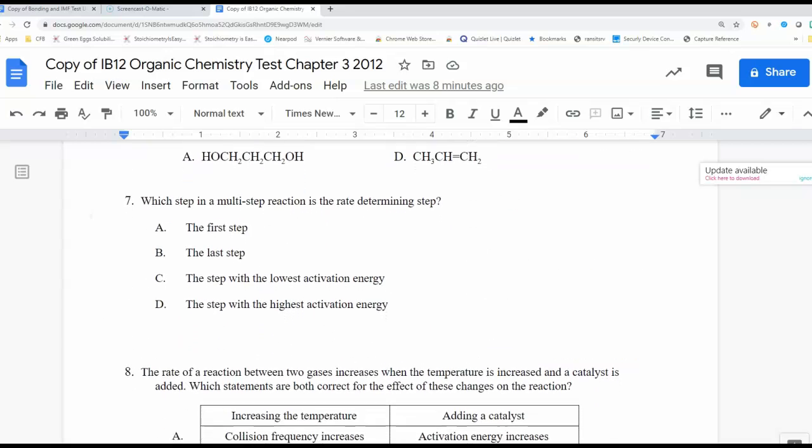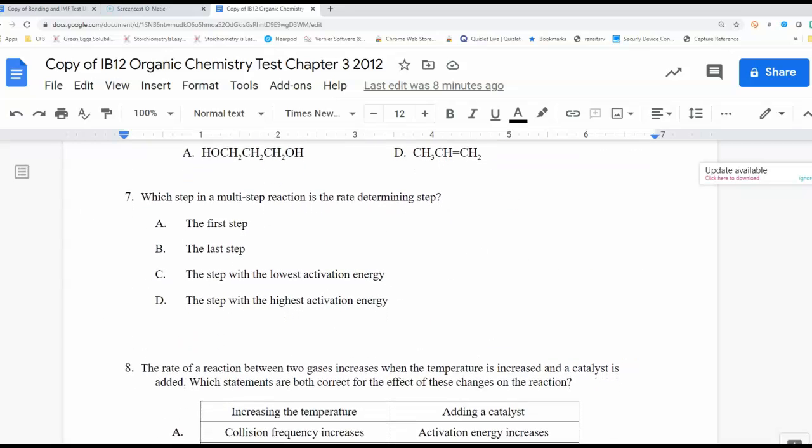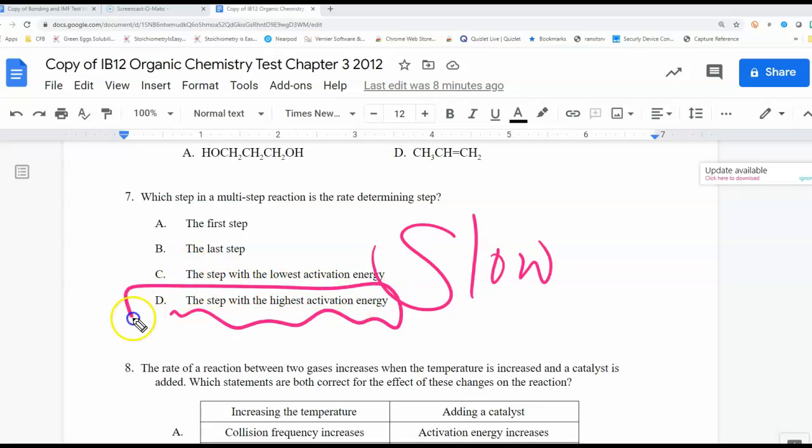All right, number 7. Which step in a multi-step reaction is the rate determining step? It is always, as we discussed, the slow step. So it's not necessarily the first or the last. It's not the step with the lowest activation energy, because that would be fast. It would be the step with the highest activation energy, because that requires the most time to build up that activation energy.